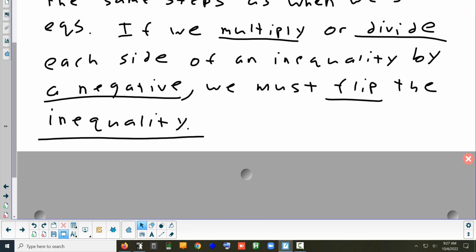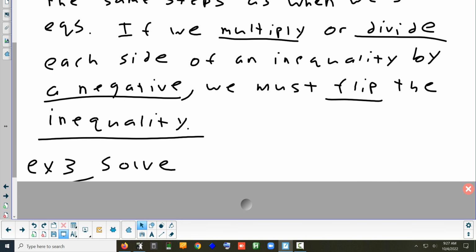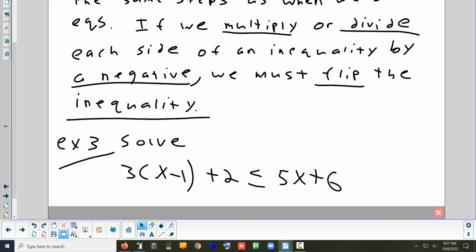Right, so now we'll try solving an inequality and getting an answer. And when we get the answer, they could ask us to write it 3 different ways: interval, graph, inequality. We'll just do this one as an inequality. Right, so we've got 3 times (x minus 1) plus 2 is less than or equal to 5x plus 6.